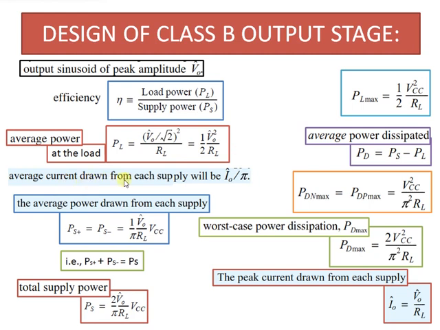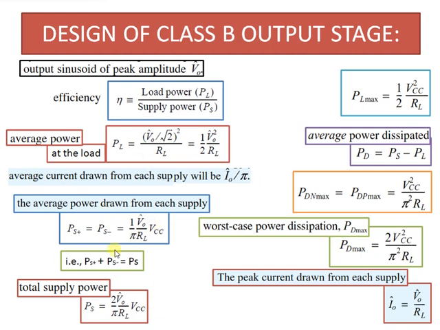The average current that is drawn from each of the supply is equal to I naught cap divided by pi. So if I am considering the average current drawn from the total supply, it will be equal to 2 times I naught by pi. The average power that is drawn from each of the supply, that is positive supply and the negative supply, will be equal to 1 by pi V naught cap by RL into VCC.